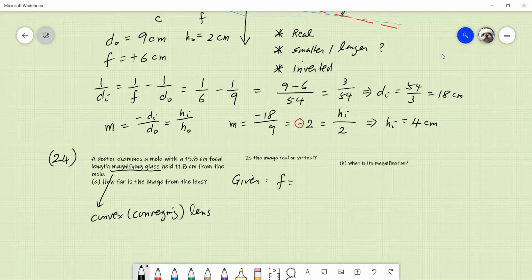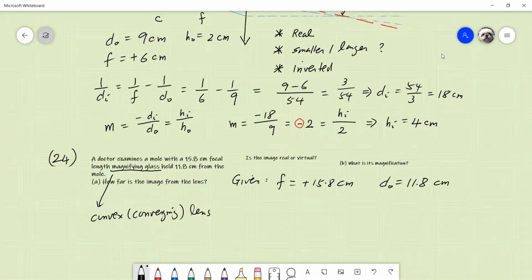The F is 15.8, right? Now then, what else do I have? Focal length, magnified, 18 point from the mole, right? So in other words, the DO is 11.8 centimeter. Am I right?